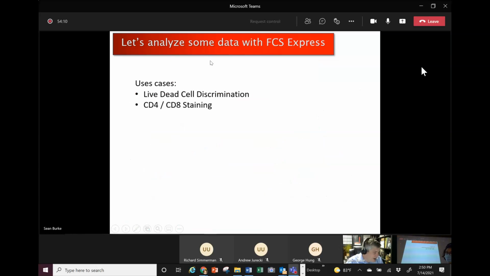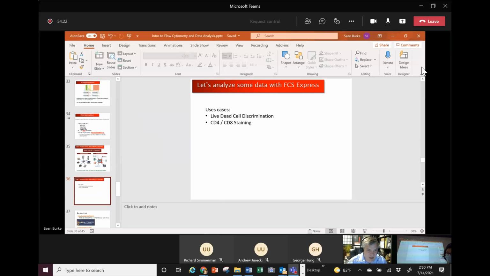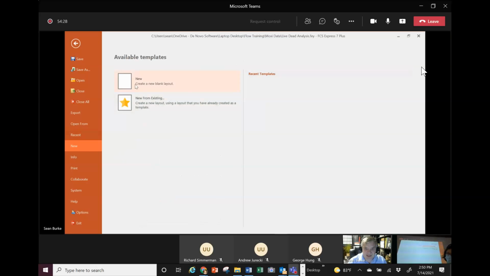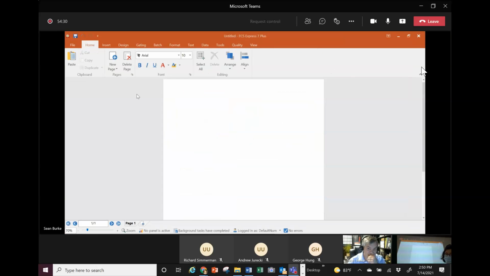So the two quick use cases I want to go through are live dead cell discrimination, and I think this is something that you're going to focus on tomorrow when you actually acquire some data, and then just a simple CD4 or CD8 staining. All right, and it really is pretty easy in FCS Express. So let me open up this data analysis tool that we call FCS Express.